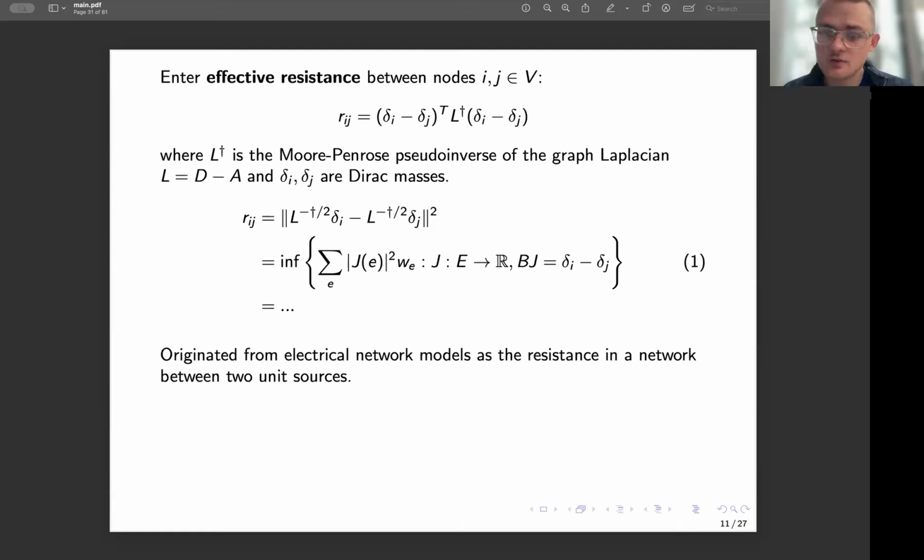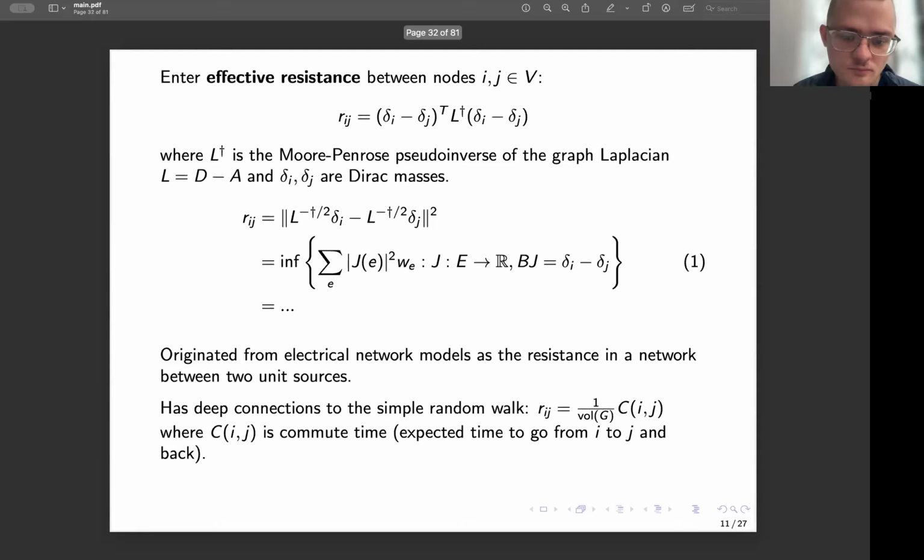So this particular metric on the graph originated from electrical network models as the resistance in a network between two unit sources. If you're familiar with Kirchhoff's law and you've done some electrical engineering, you might have encountered effective resistance before, and the terminology and the notion in the graph theory context originated from that. And it has deep connections, among other things, to, one example I'm going to pick on here, the simple random walk on a graph. So you can write effective resistance, up to a normalizing constant, as equal to the commute time between two vertices. And the commute time is the expected time to go from I to J and back. So it's a pretty deep connection to the simple random walk, and there's a lot of good theory there.